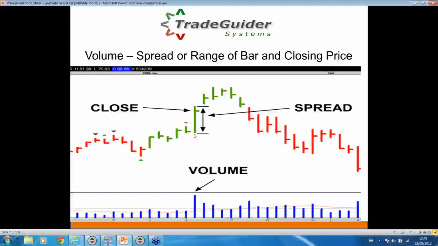Does anyone have any ideas why Trade Guider does not analyse the open of the bar? Anyone can think, why do we not analyse the open? Andrew says because there's gaps. That's naturally not it, but it doesn't help because it can be misleading. Gregory just said it, because nothing's happened yet. That's right.